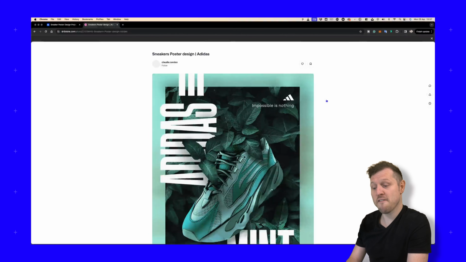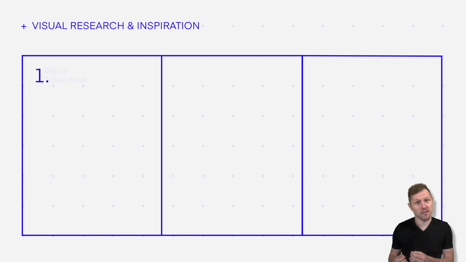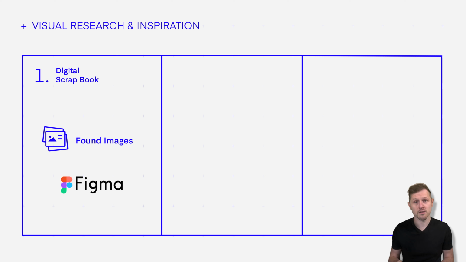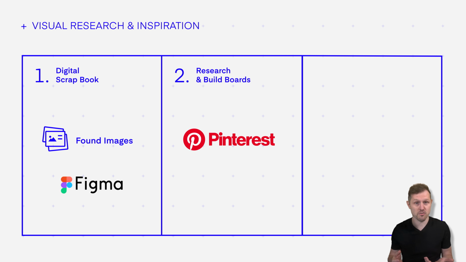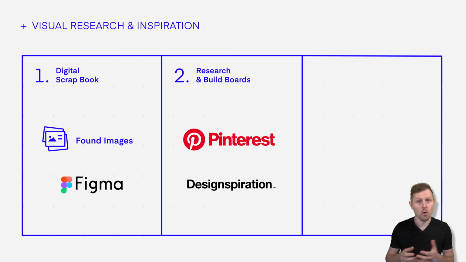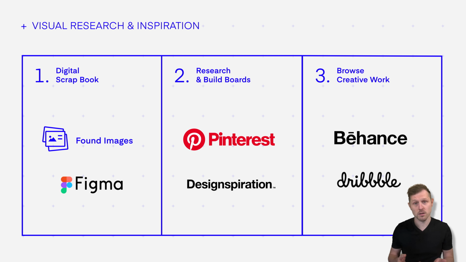So to recap, when undertaking research, you can consider a variety of approaches. During the research phase, you will want to think divergently, looking wide and collect a broad range of visual research initially to get you started. To do this, you can reflect on found research in a scrapbook, research and build boards on Pinterest and Designspiration, or browse through design creative work over on Behance and Dribbble, collect and add to your scrapbook.